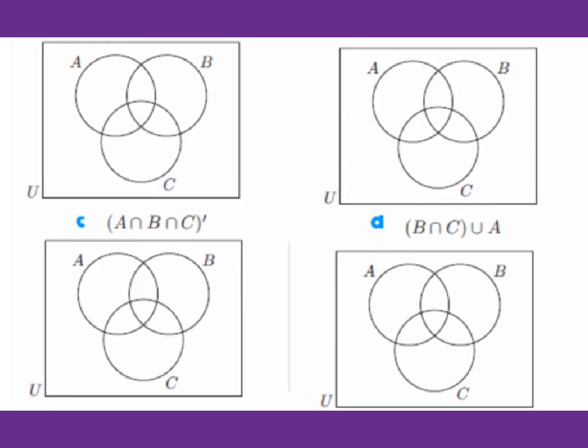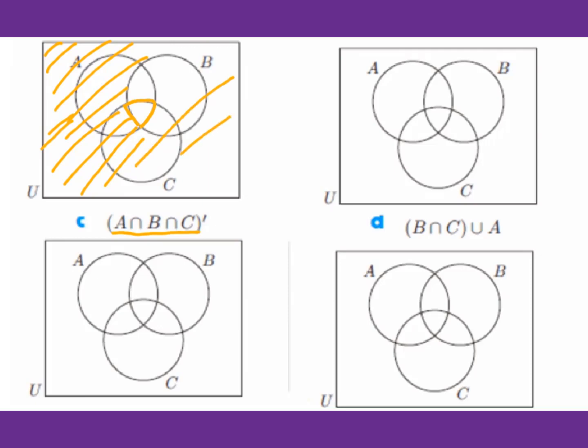Let's go to C. The complementary set of A intersect B intersect C, which means we shade everything except this section. That's it.